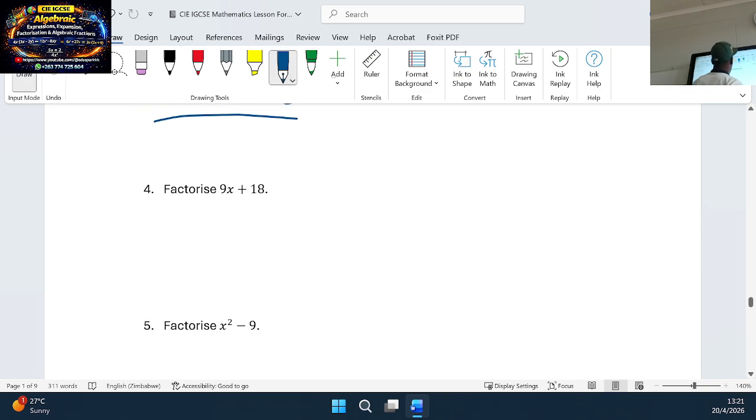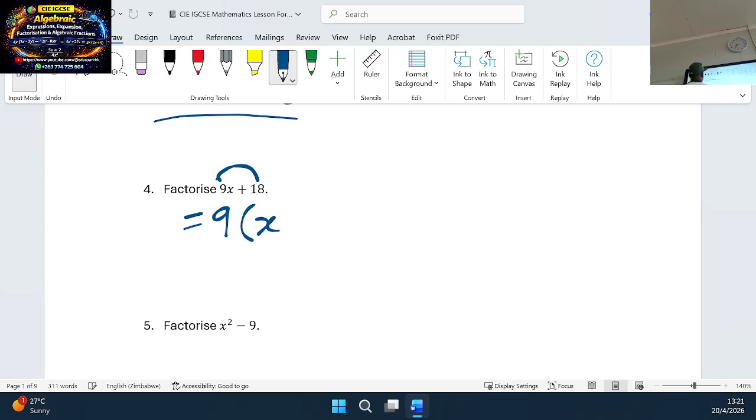Then next, we are interested in factorization, where we are looking for the HCF of 9 and 18. It happens to be 9. Then I open my bracket. I use my HCF to divide 9x. The result is x. There's a plus there. 18 divided by 9, that's a 2. I think that's our factored form.